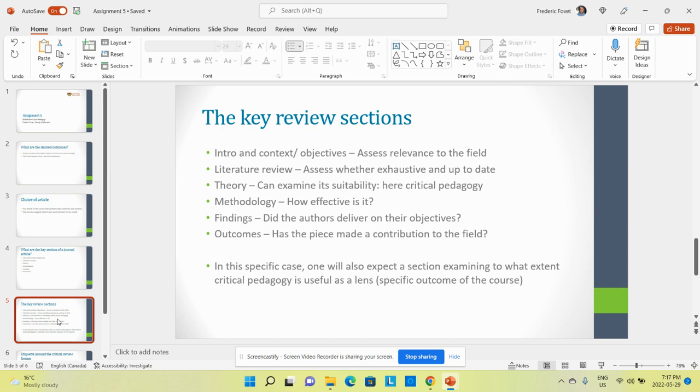Theory, if there is a theory section, you can examine its suitability, but here, obviously, the lens is critical pedagogy. So that's the theoretical framework that's being used in all the articles that we're looking at. So look for it.